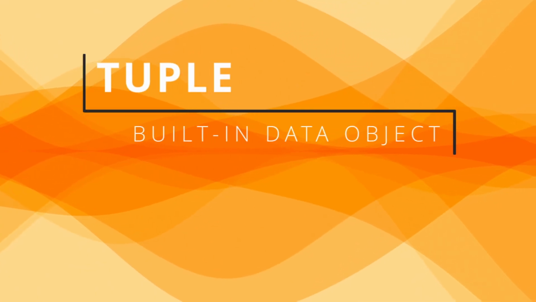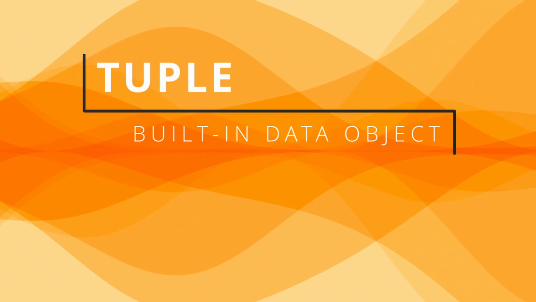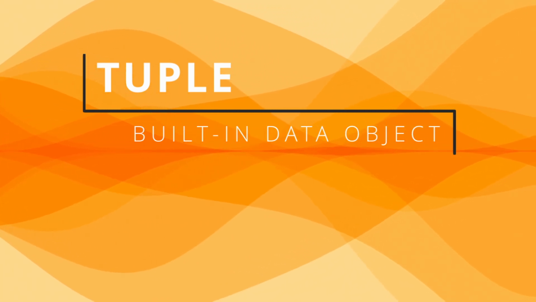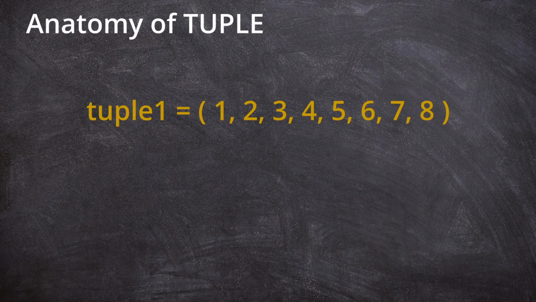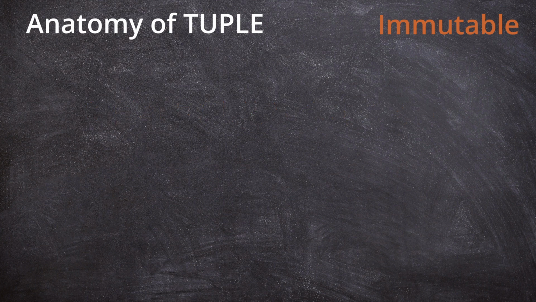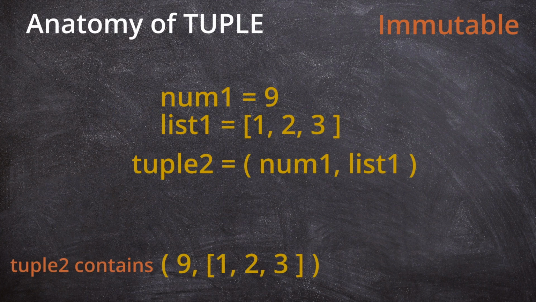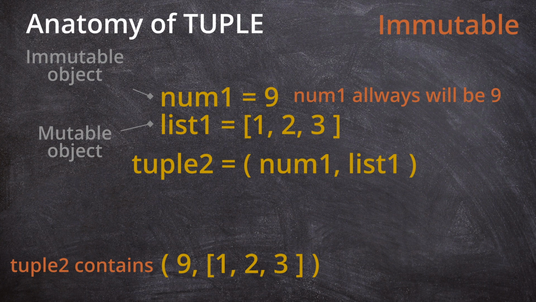The next most used container data object is a tuple. A tuple is basically a list, with one difference. A tuple is an immutable object. But this rule is only partially true. For a tuple to be completely immutable, the objects in it would also have to be immutable. But this rule is not true.